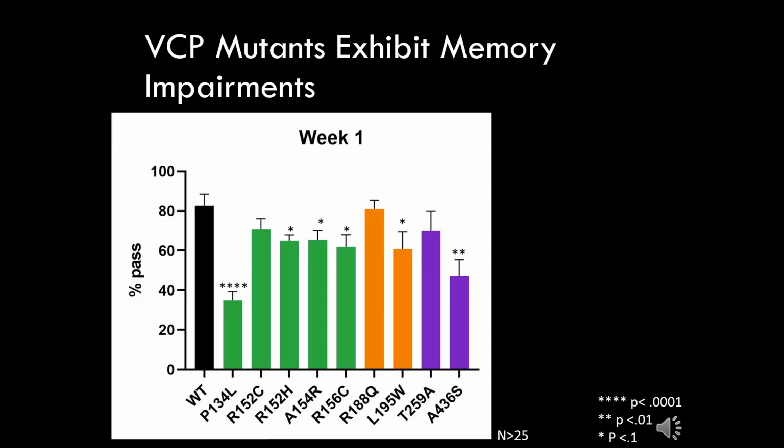After analyzing the data with the aversive phototactic suppression assay, we identify that VCP mutants exhibit memory impairments. By comparing to the wild type, we find that a number of VCP mutations are significant in that they impair memory function. Some of the mutants include P134L, R152H, A154R, R156C, L195W, and A436S.